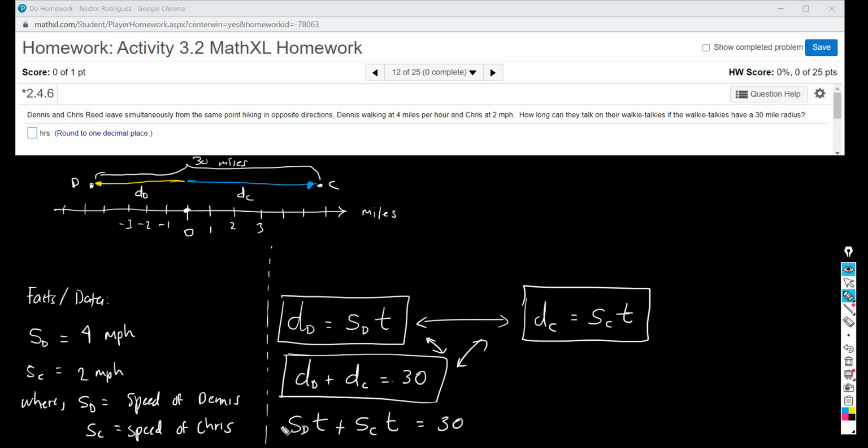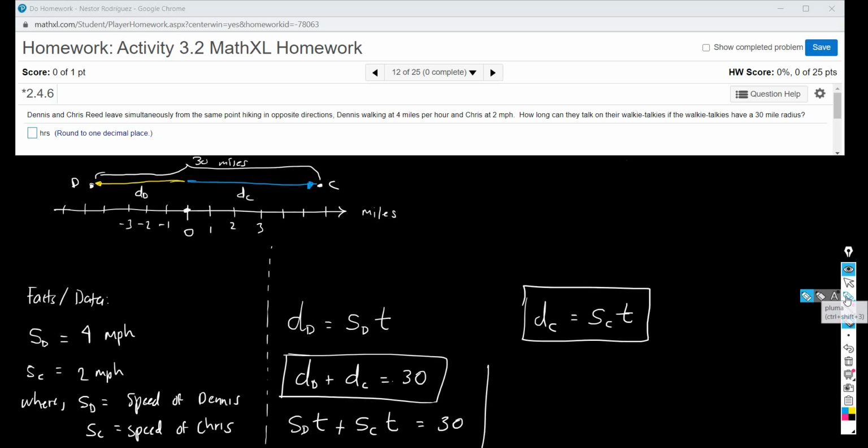And now I realize that I have these two numbers, SD and SC. They are 4 and 2 respectively. So I'm gonna put them in here. I'm gonna substitute, and make a division line here, and let me substitute in this equation. SD is 4 times the time, plus SC, which is 2 times the time, equals 30.